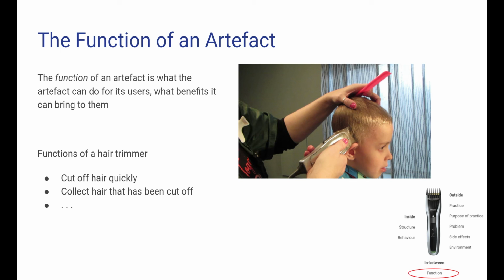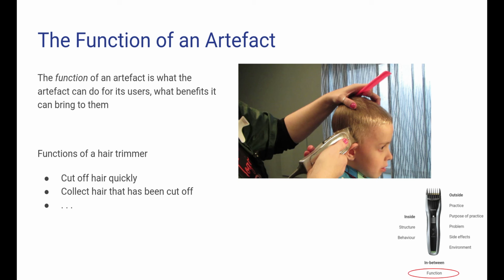The function of an artifact is about what it can do for its users, what benefits it can bring to them, how it can support the users in their activities in the practice. So, for example, the functions of a hair trimmer are that it can cut off hair quickly and it can collect hair that has been cut off.